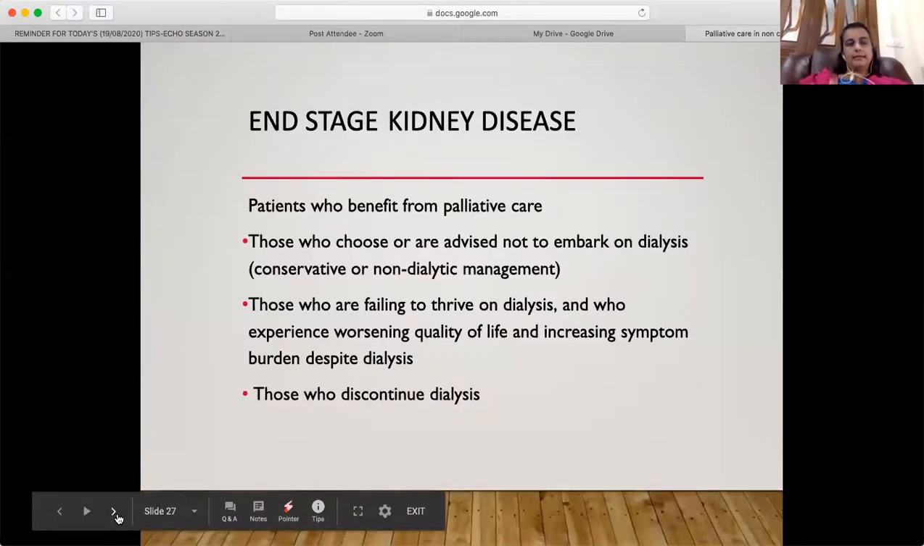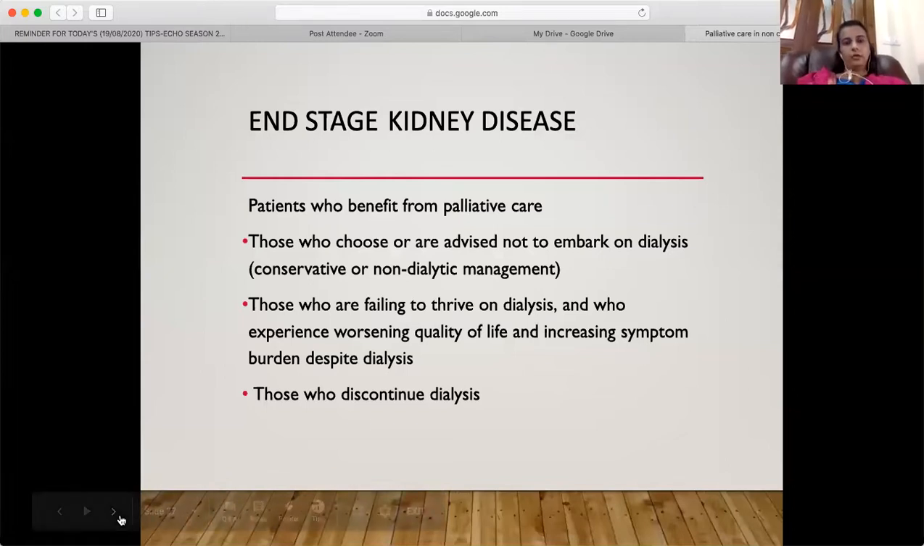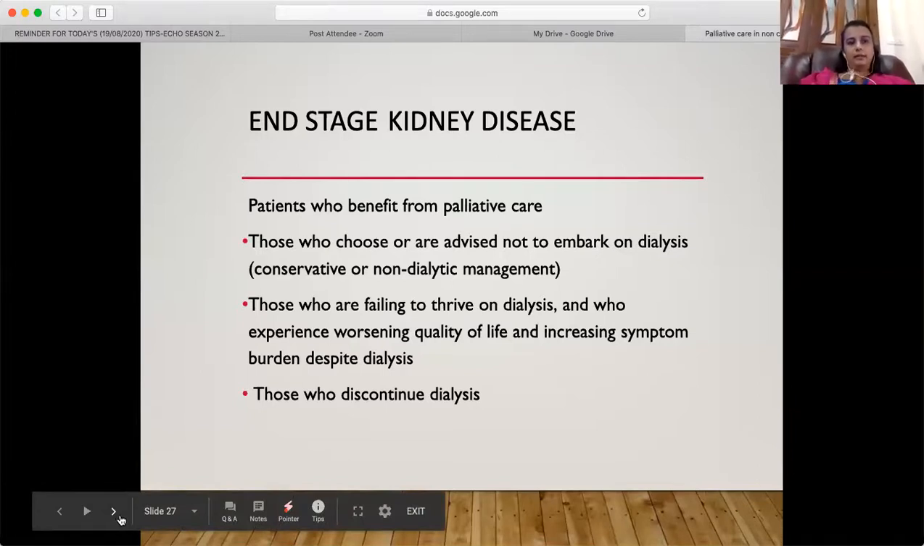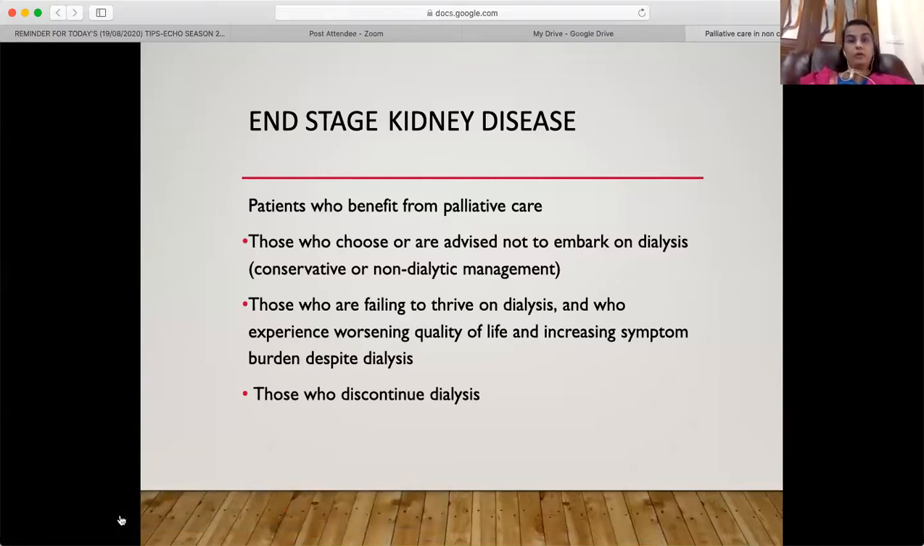So next entity is end stage kidney disease. Now, which patients in end stage kidney disease can benefit from palliative care? So there could be a group of patients who might not choose dialysis. They are advised there is a stage when they have to go into dialysis, but they decide not to go for dialysis due to any reason. It can be a financial reason, it can be that they don't want dialysis because it's actually affecting their lifestyle. They have to probably go to the dialysis unit 3 times a week, and some people don't want that, or they've been told not to start on dialysis. That's one group of patients.